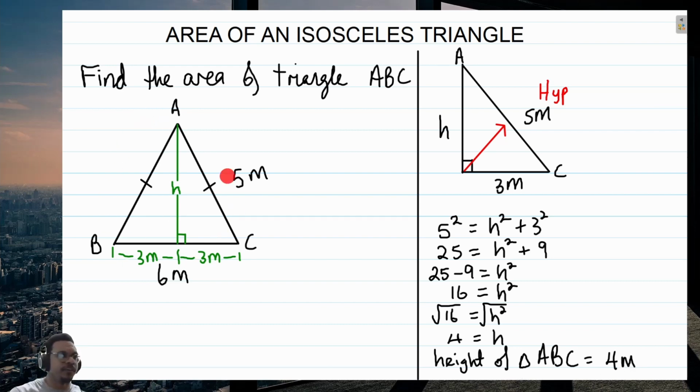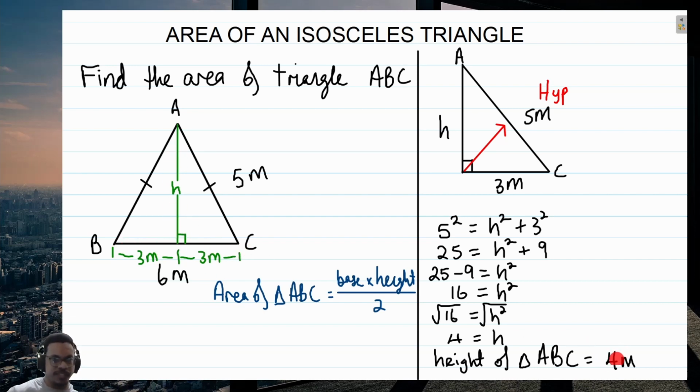And now remember, the area of triangle ABC is a half base by height, or base by height over 2. So the area of triangle ABC will be base by height over 2. So the base of triangle ABC would be 6 meters, and the height would be this 4 meters here. So you'll have 6 by 4 divided by 2, which should be equal to, we can say 2 into 2, 1, and 2 into 6, 3. And then we can multiply 3 by 4 and get 12. So the answer would be 12 meters squared.